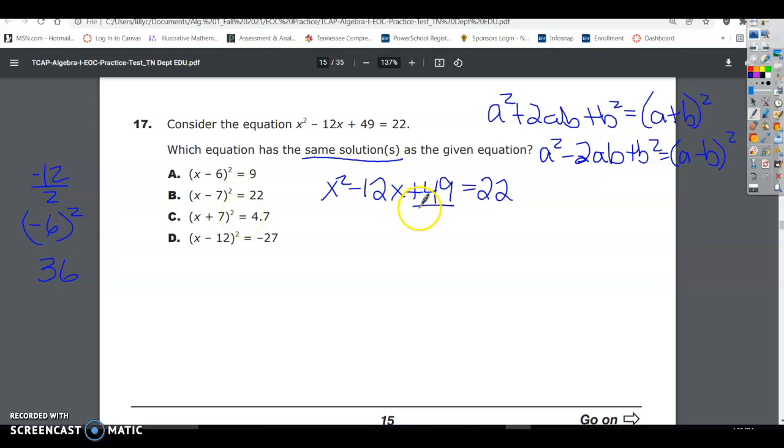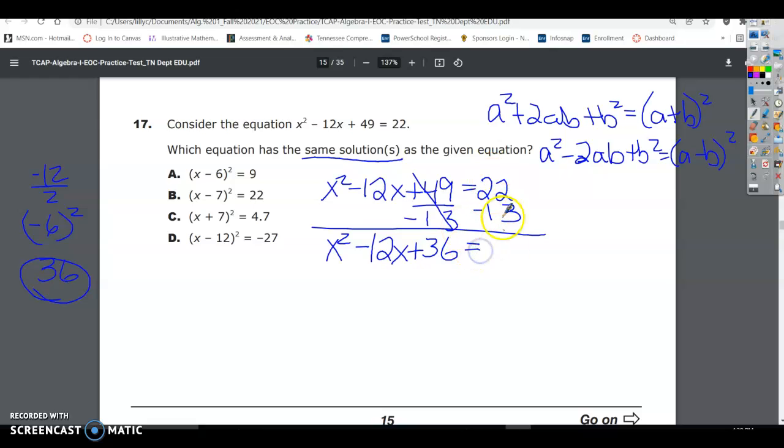So in order to do that, I have to subtract 13. So I'm going to subtract 13 from both sides. When you have an equation, you have to do the same thing to both sides. So I have x squared minus 12x plus, now I have 36, which is going to complete the square here. And then 22 minus 13 is 9.